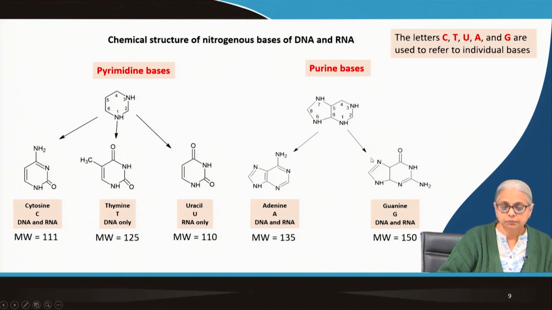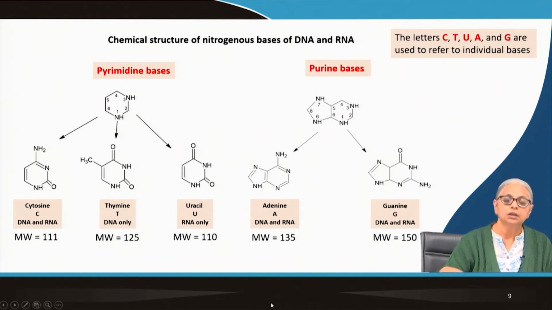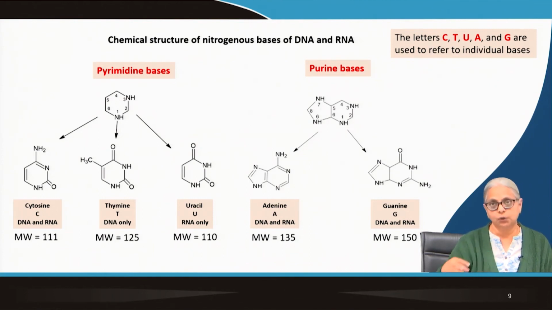We have two purine bases with two rings. Adenine, which is also found in ATP. It is present in both DNA and RNA and ATP, which is different. And then we have guanine, which is shown by the letter G, and that is also found in both DNA and RNA. So I've given you the molecular weights for each of the bases over here, so you can calculate the molecular weight of either a nucleotide or a nucleoside.